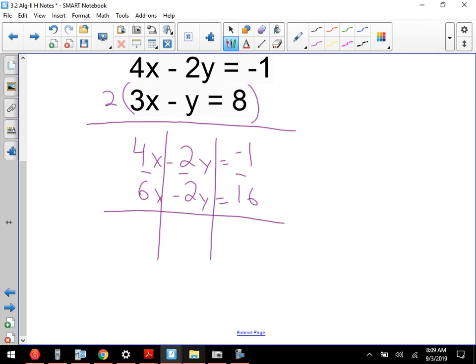The way I do subtraction is I split it up into the 3 problems, and then I put the minus sign in between each one. So then I get 4 minus the 6x. So I get -2x. -2 minus a -2 becomes plus a positive, so you get those crossed out. And then -1 minus 16 would be what? Negative 17. Okay. And then you get 17 over 2.